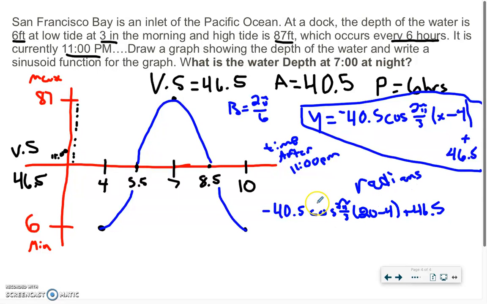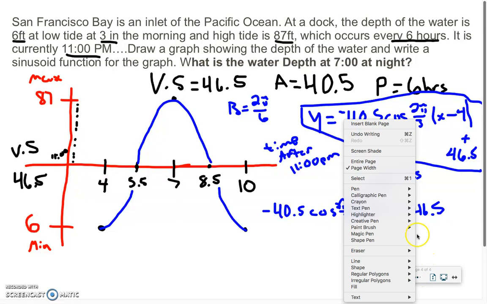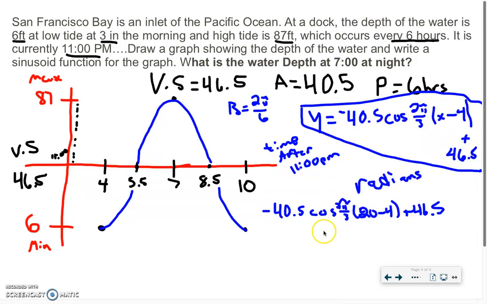So your calculator, you're going to calculate this whole cosine thing first. Let's switch colors here quick. You're going to calculate this first, multiply by negative 40.5, and add 46.5. And you're going to get 66.75. So that is the height of the wave currently at 7 p.m. at night.